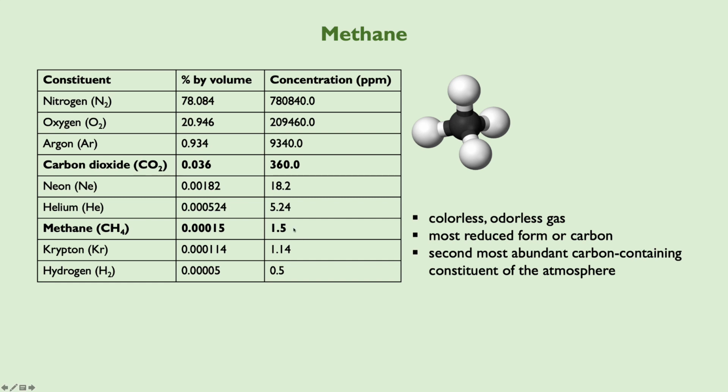And so in relation to the carbon cycle, methane is a really significant gas. It's a significant gas because it's a greenhouse gas, and it actually has a higher global warming potential as compared to CO2.